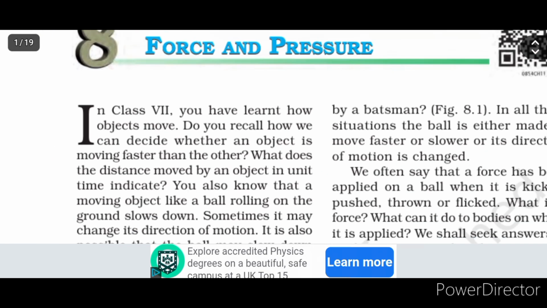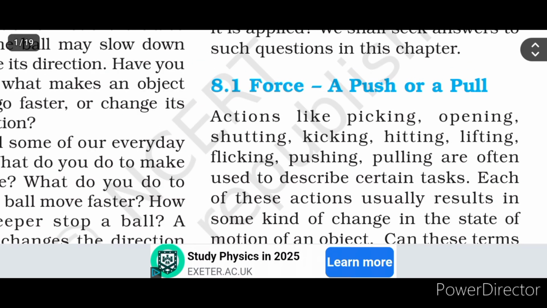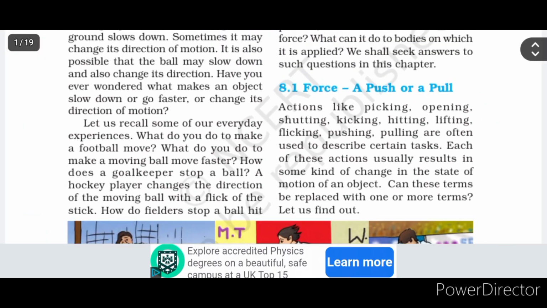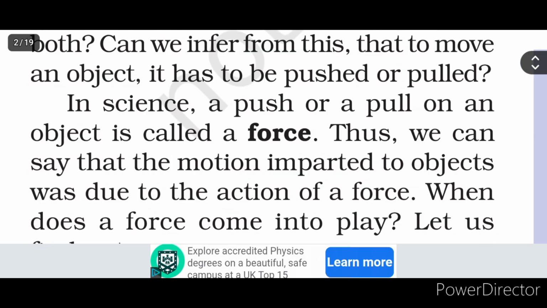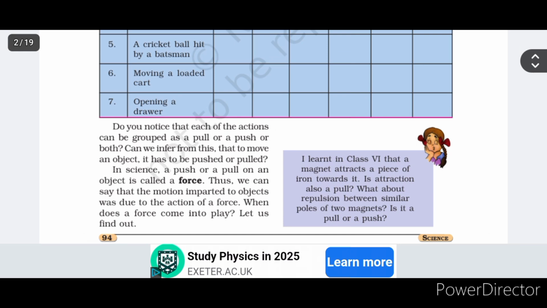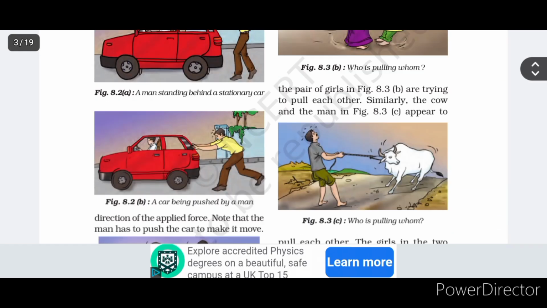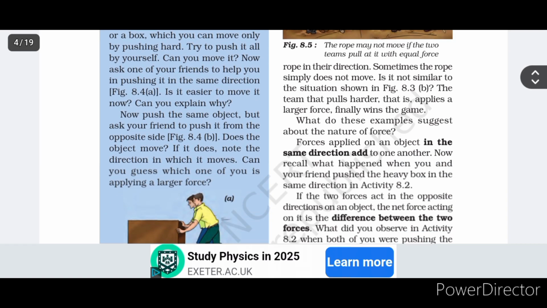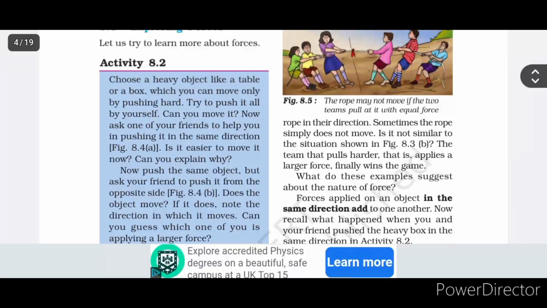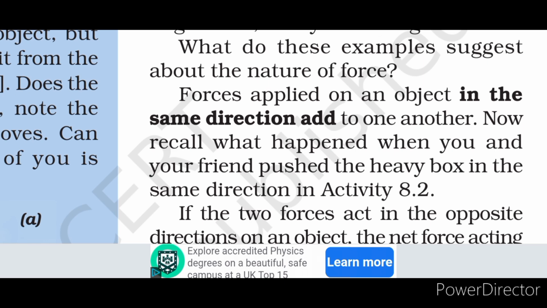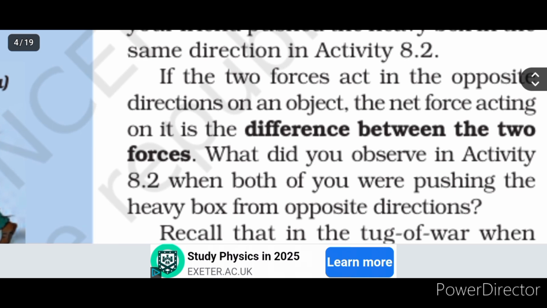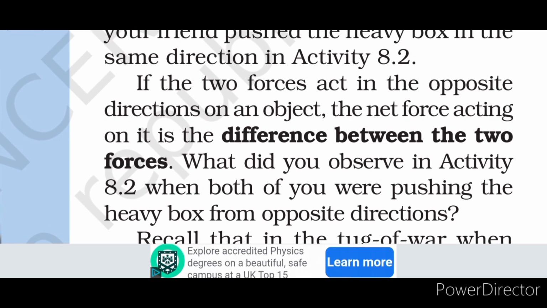Force and pressure. Force, a push or a pull. A push or a pull on an object is called a force. Forces applied on an object in the same direction add to one another. If the two forces act in the opposite directions on an object, the net force acting on it is the difference between the two forces.